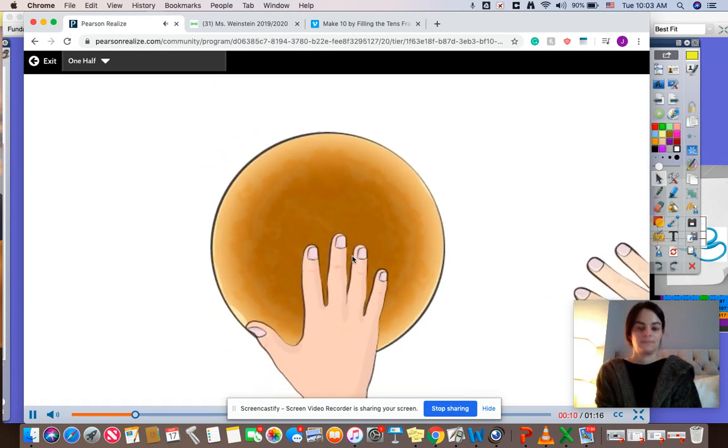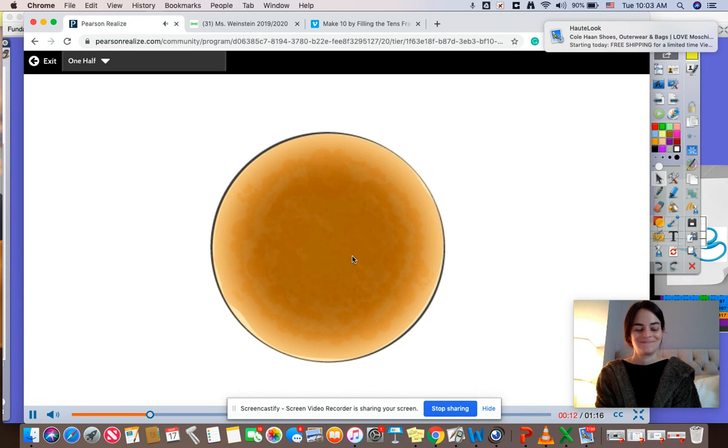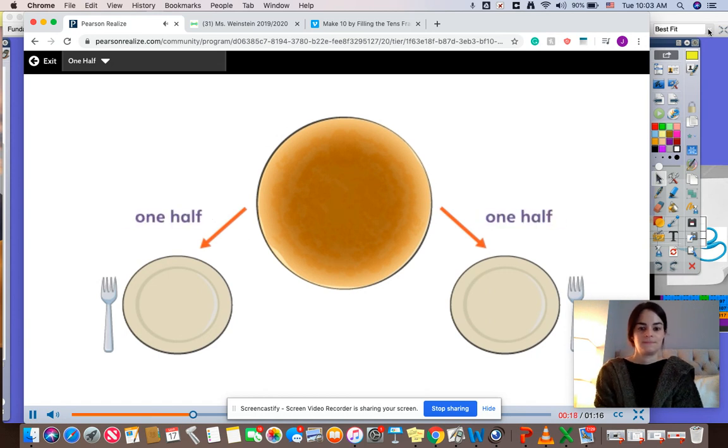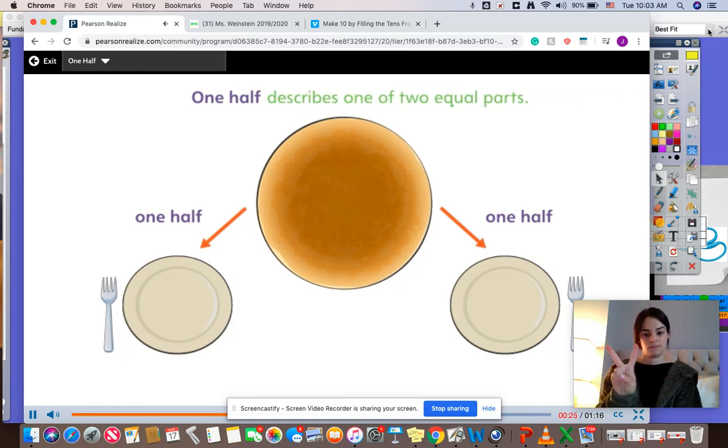My friend and I want to share this pancake. To share it fairly, we need to cut it into 2 equal pieces. Each piece will be half of the pancake. 1/2 is an example of a fraction. 1/2 describes one of 2 equal parts.